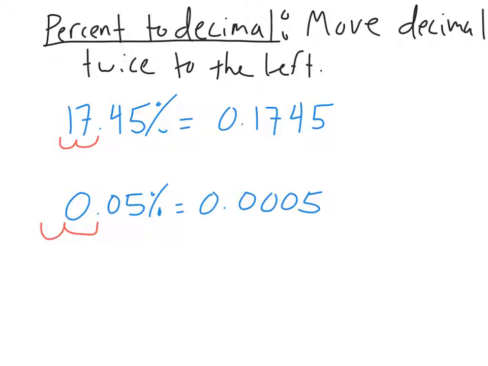Same thing down here at the bottom. We have 0.05%. We have a percent, we want a decimal. No matter where that decimal is, we move it twice to the left. Notice we're opening up a 0 over here, so we're going to have 0.0005.